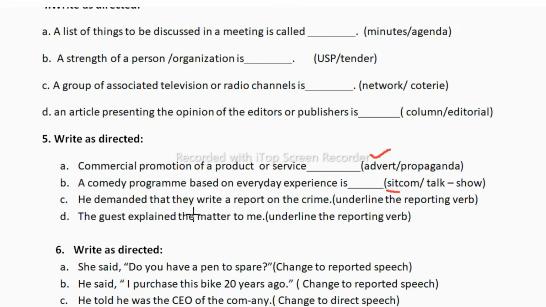He demanded that they write a report on the crime. Here you should underline the reporting verb, and I will upload this video soon. Students, in narration every sentence contains two parts, reporting verb and reported verb. The reporting verb will be the first verb, and the reported verb comes after that. So underline the reporting verb. Where is the reporting verb? Here, demanded, it is your reporting verb.